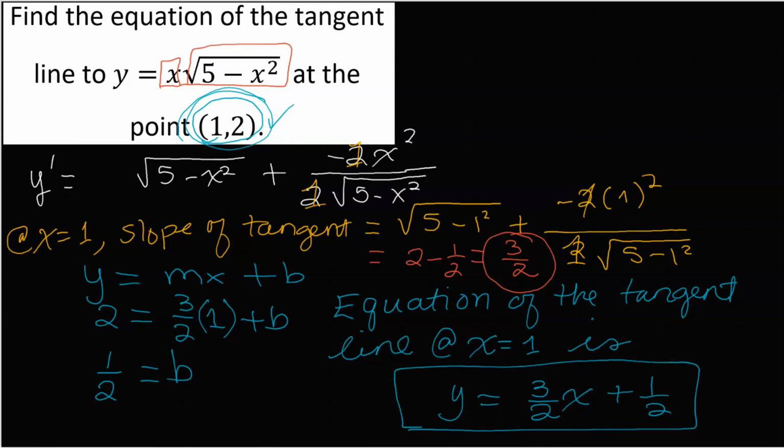So first we would find the derivative using the product and chain rule. Plug in x equal to 1 to find the slope of that tangent line, and then y equals mx plus b, and we can find the equation of that tangent line.